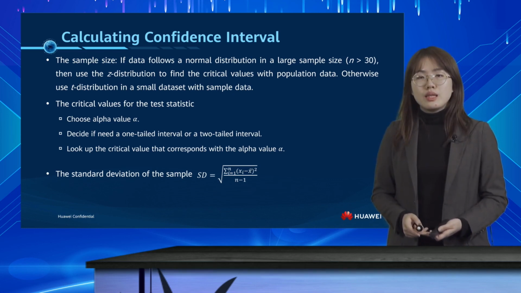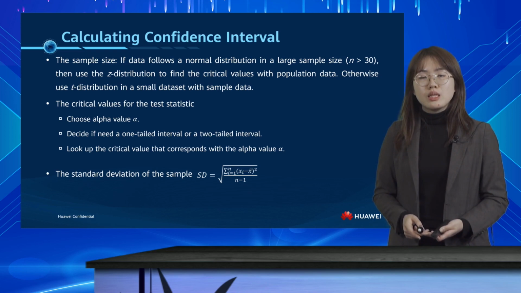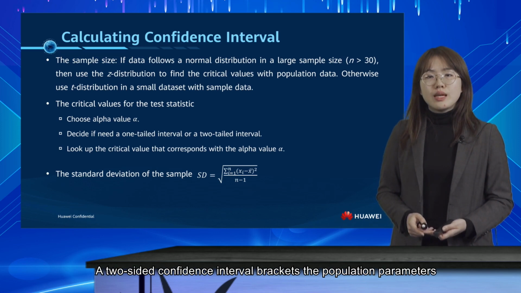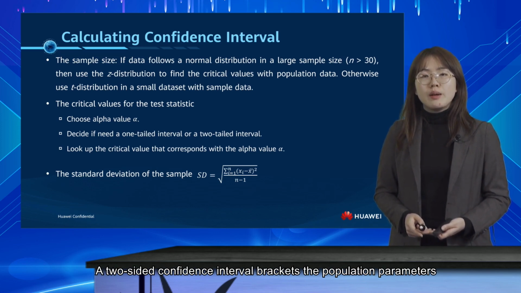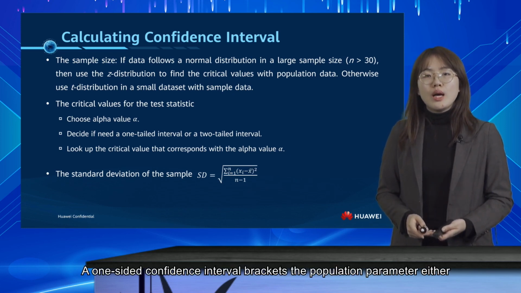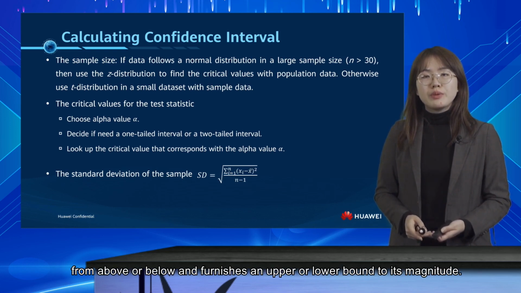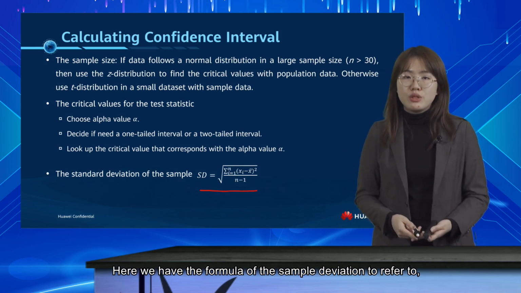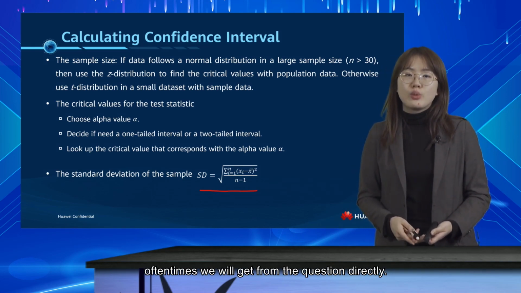In the same way that a statistical test can be one- or two-sided, confidence intervals can also be one- or two-sided. A two-sided confidence interval brackets the population parameter from above and below. A one-sided confidence interval brackets the population parameter either from above or below and furnishes an upper or lower bound to its magnitude. Here we have the formulas for the sample deviation to refer to. Oftentimes we will get it from the question directly.